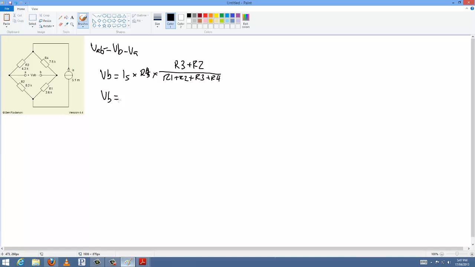Oh, it's so slow working on this calculator. Alright, so VB equals 20.2595, just because I'm rounding volts.